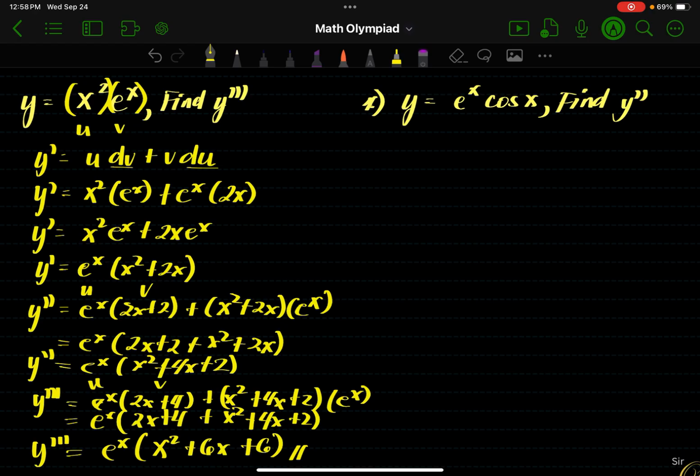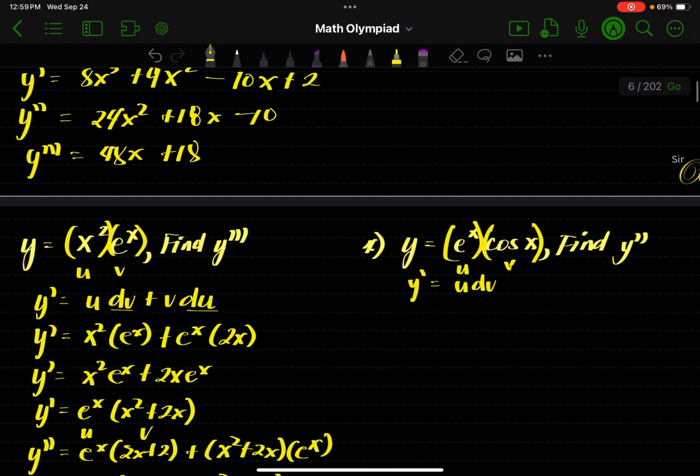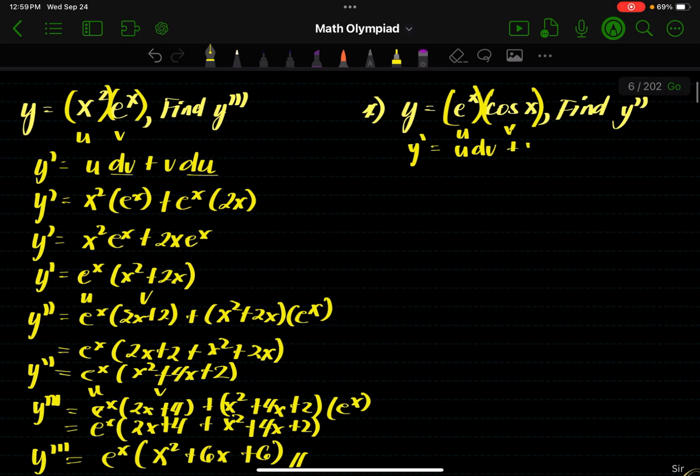Next, another higher derivative. Find the second derivative of y is equal to e raised to x times cos x. So this is another product of two functions. Because we have e raised to x times cos x, the e raised to x will serve as our u and cos x will serve as our v. And let's apply the product rule, the u dv plus the v du.